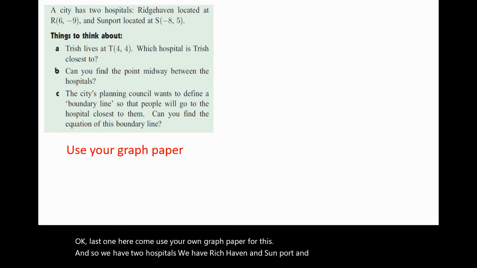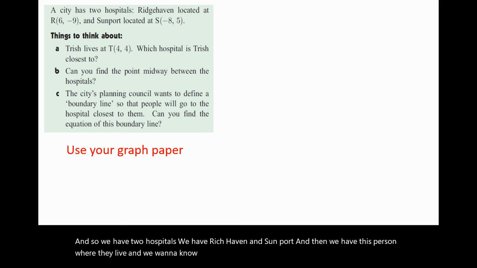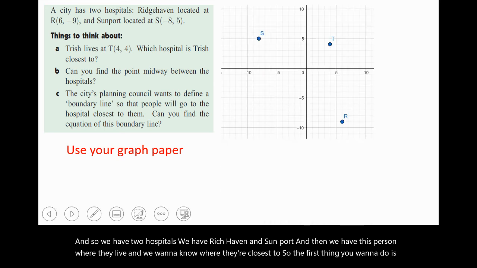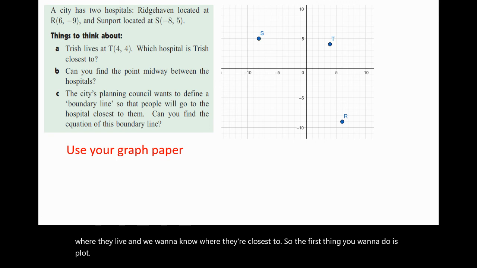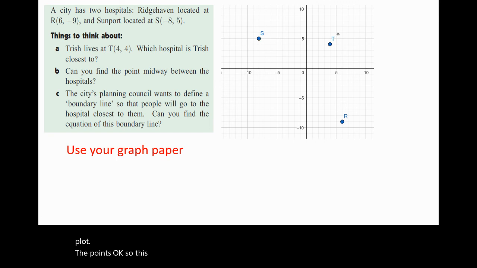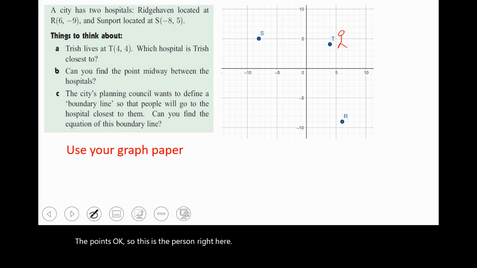Use your own graph paper for this. And so we have two hospitals. We have Ridgehaven and Sunport, and then we have this person where they live, and we want to know which one they're closest to. So the first thing you want to do is plot the points. Okay, so this is the person right here. And you want to know if they're closer to S or closer to R. Well, it looks like they're closer to S.